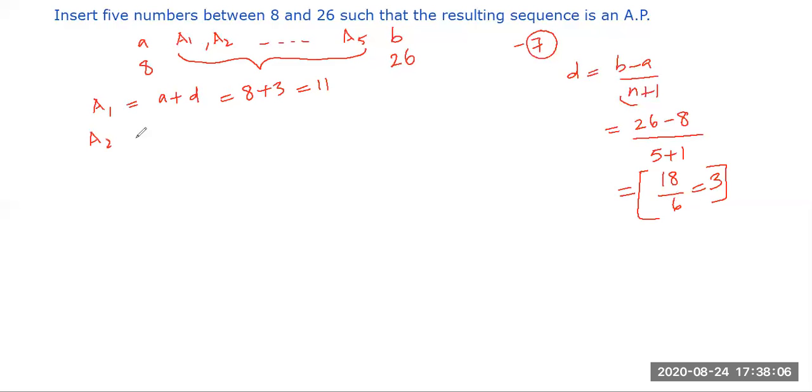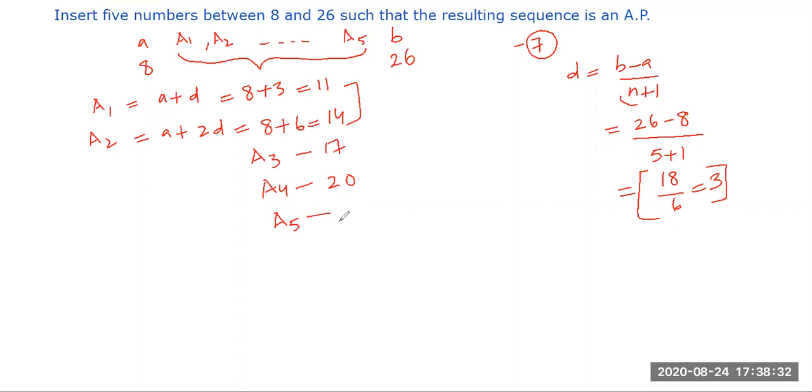So what will be A2? That is equal to A plus 2D. So this is equal to 8 plus 6. That is 14. And now we got the knack. After 3, A3 we can simply write as 17. A4 will be plus 3. Please tell me, 20. And Ishma, what will be the fifth term? A5.